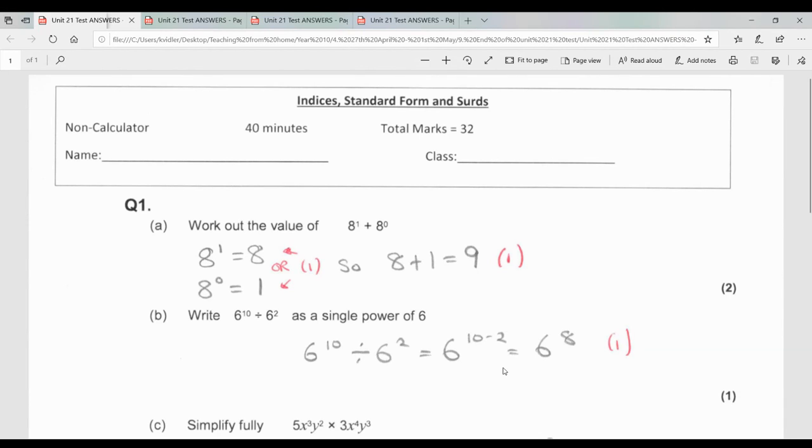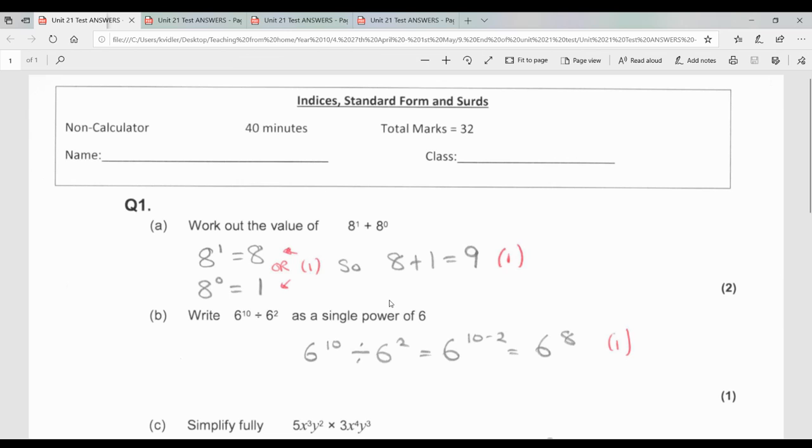Okay, so I'm going to talk you through the answers and where the marks are awarded for your end of topic test, and then I'll want you to try and RAG yourself as much as you can as you go through the questions. Okay, if we start with question 1 then, so that was our basic index laws.